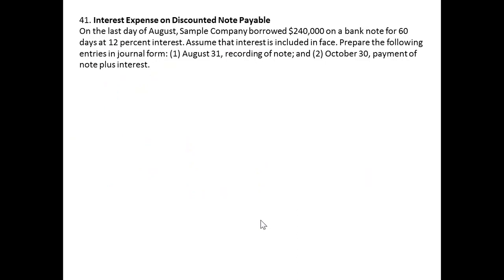The other way that borrowing can happen is that the note is discounted. And when we borrow using a discounted note, on 8/31, when we debit cash, we don't get the full principal amount. We get the principal amount less the interest that we will owe on that note. So yes, we'll credit note payable for $240,000, but we're going to also be debiting discount on note payable.